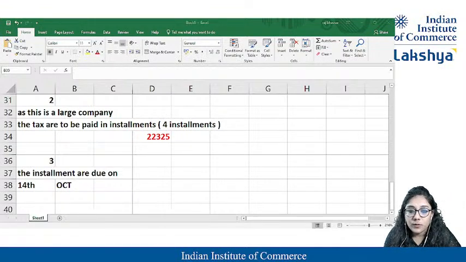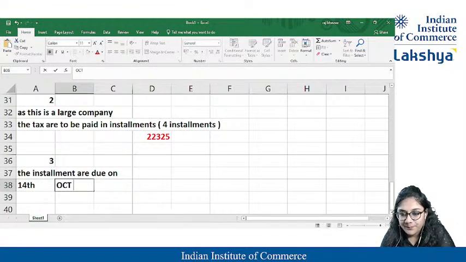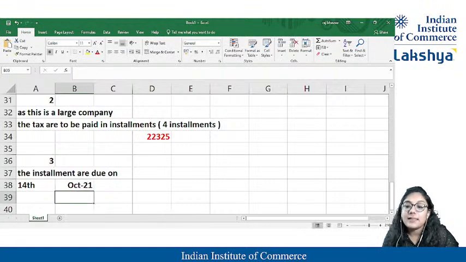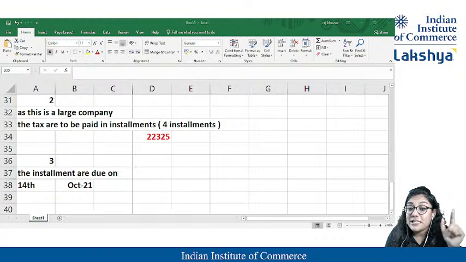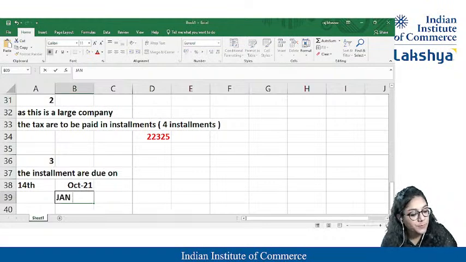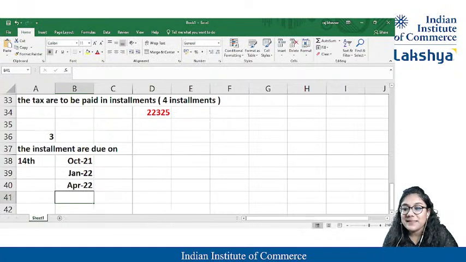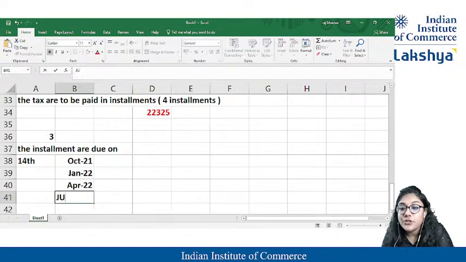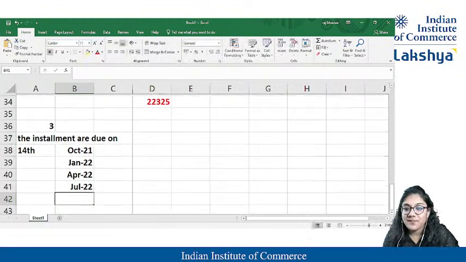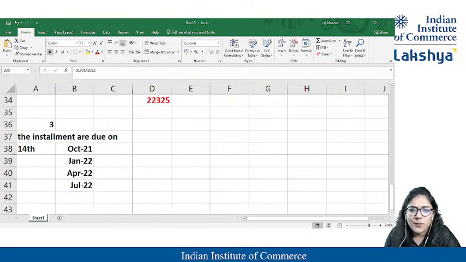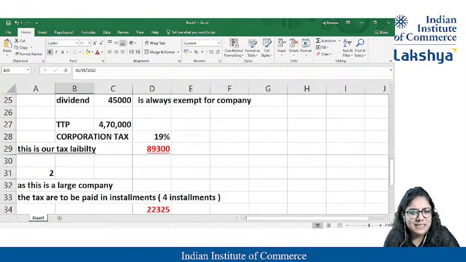So October 21. Then will it be December? No, it will be January 22. Then April 22. Then the last installment will be due on July 22. I hope you all know this. Students, just by writing this answer, we were good to fetch 5 or 8 marks. Wasn't that easy? It was super easy.